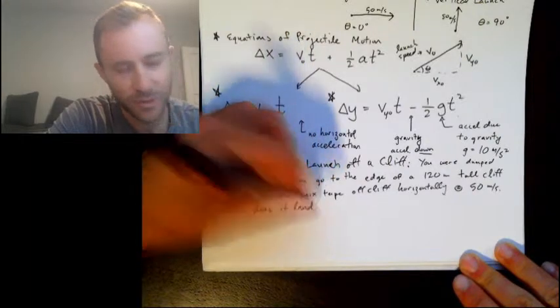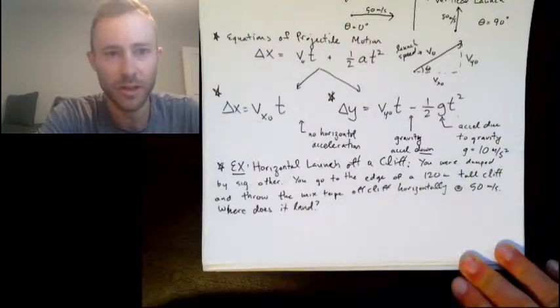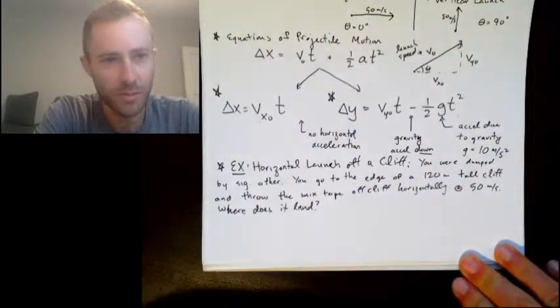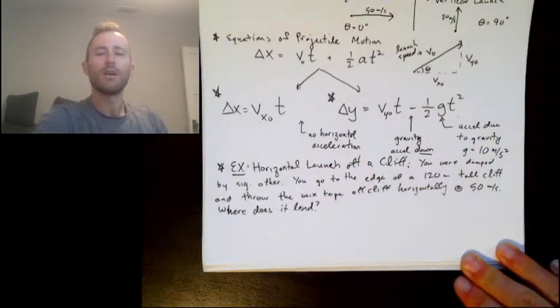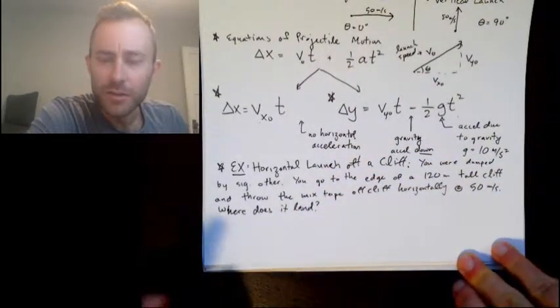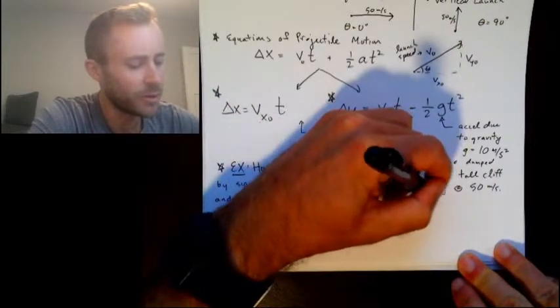By the way, this is not realistic at all, because if you could throw a mixtape at 50 meters per second, you should be playing baseball, because that's like over 100 miles per hour. Okay, so keyword here is horizontally.